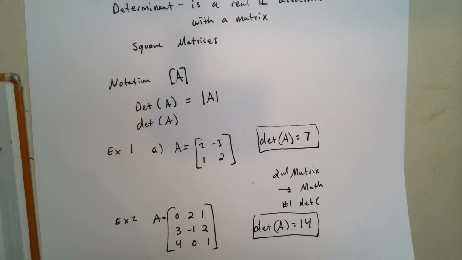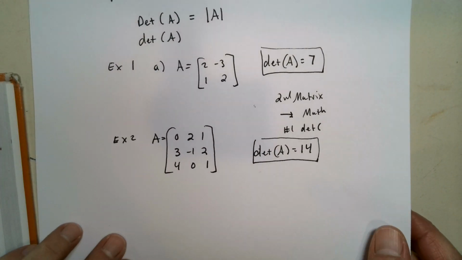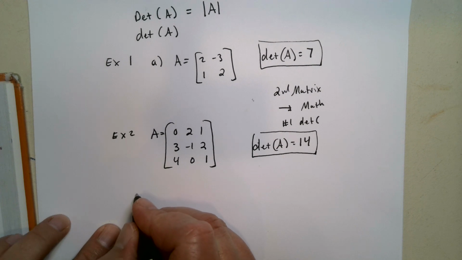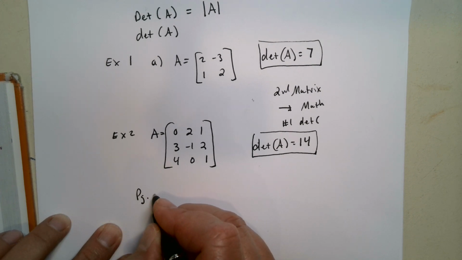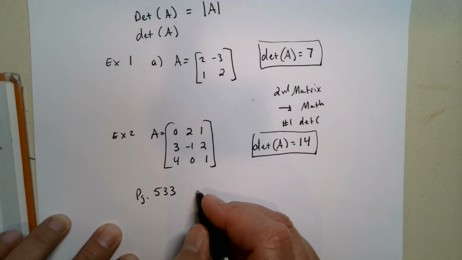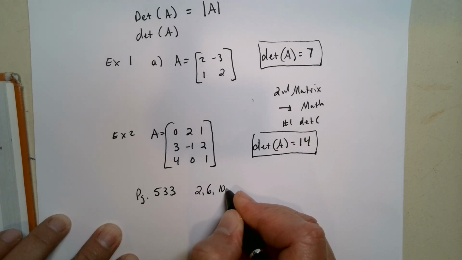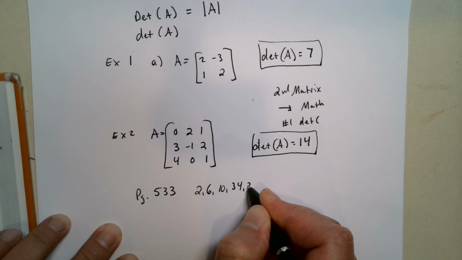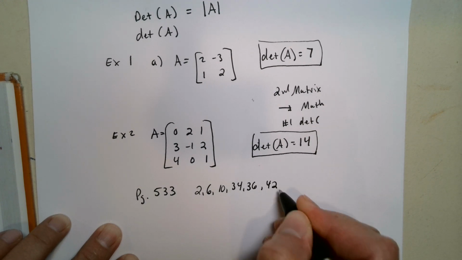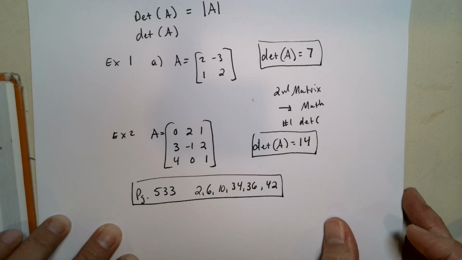And then tomorrow we're going to look at a couple of applications of determinants. The work that you're going to do is going to be in your book on page 533. I want you to work number 2, 6, 10, 34, 36, and 42. So that is your assignment for Monday.